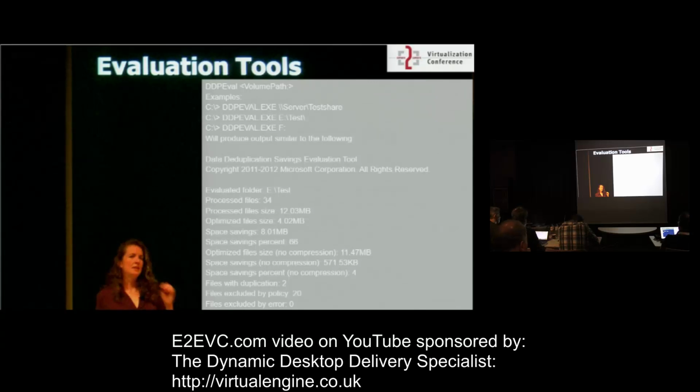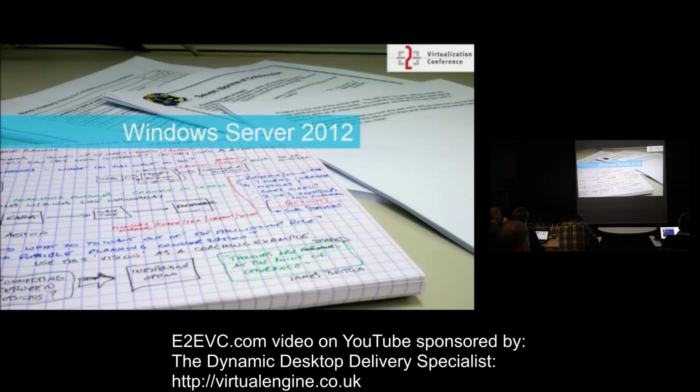From the moment you're going to enable deduplication on that volume, you cannot run that tool anymore. So don't forget that. First do it before you're going to enable it. So, what do you need? At least a Windows Server 2012.